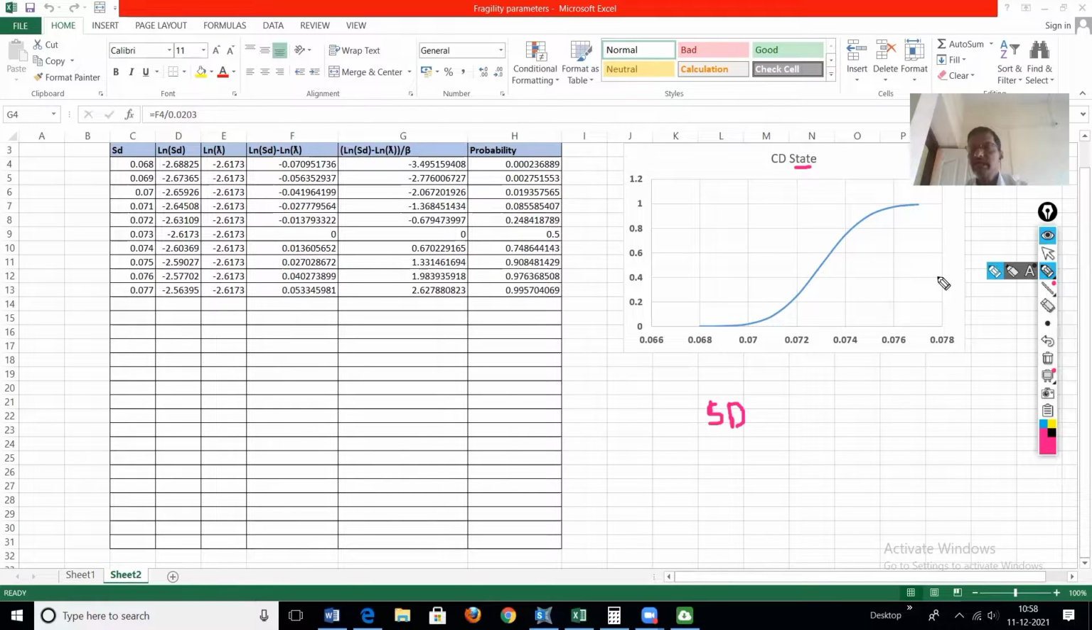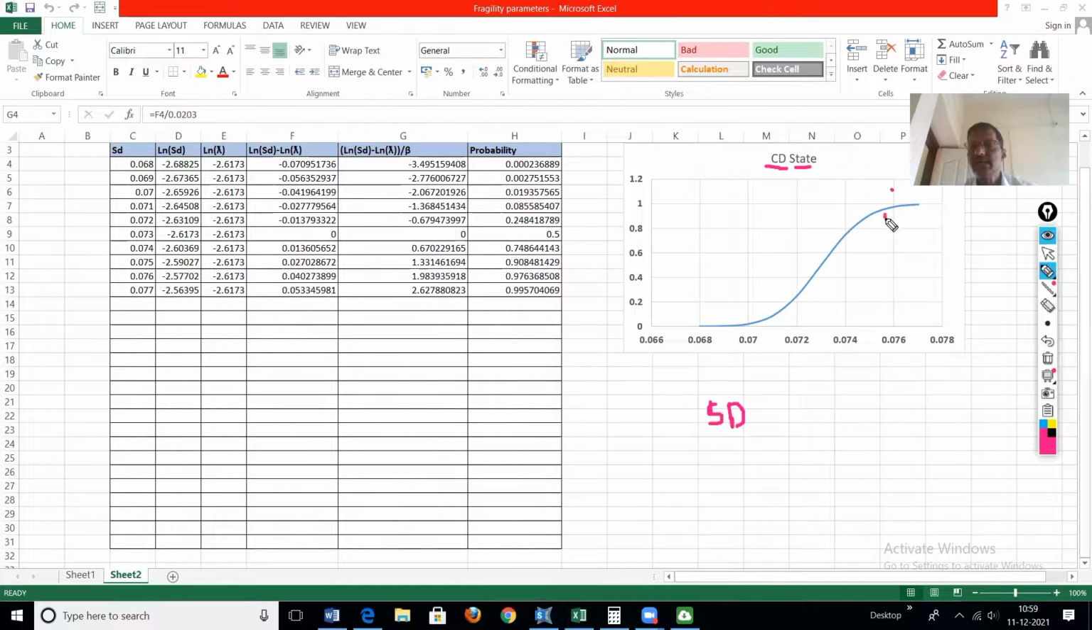So remember, whatever the damage states, each fragility curve is plotted for a single damage state. The curve you are seeing on the screen is for the complete damage state. Suppose in your study you consider 4 damage states: immediate occupancy, slight damage, moderate damage, extensive damage, and complete damage. Then there will be 4 such curves.